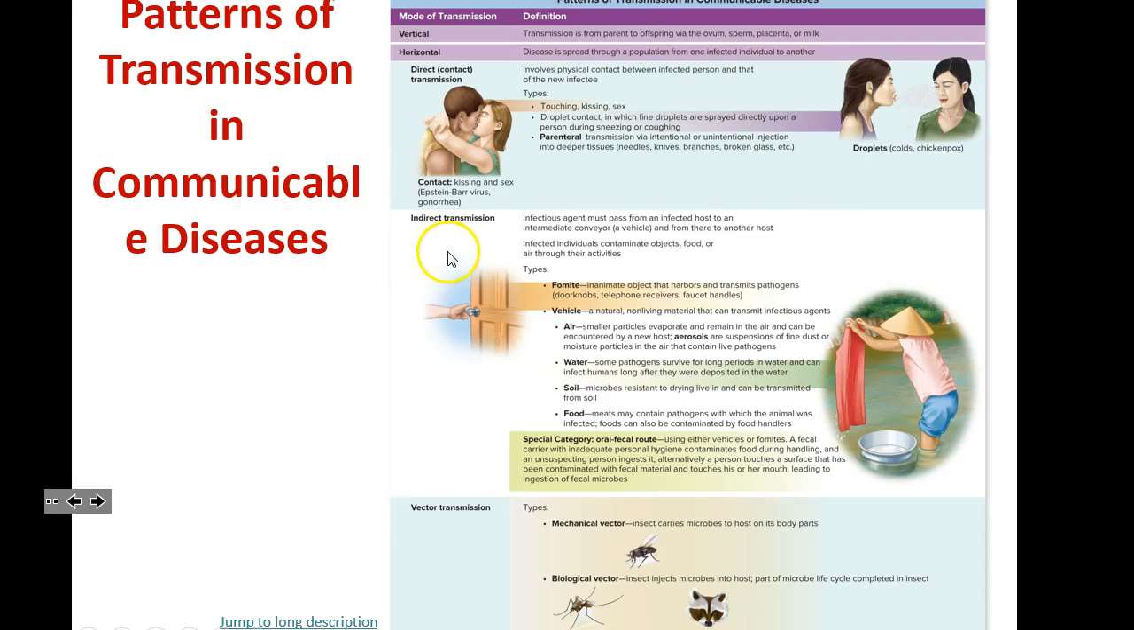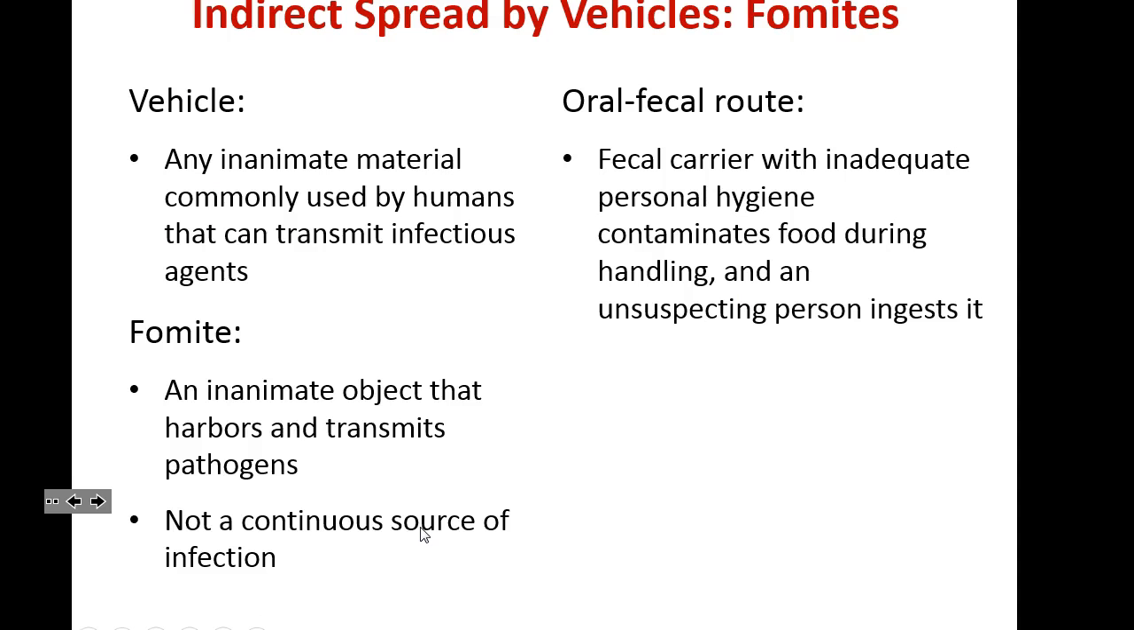Then we have indirect transmission. A fomite is an inanimate object that harbors and transmits pathogens such as doorknobs, telephone receivers, and faucet handles. We talked about that in lab. Then what are our vector transmission types? They can either be mechanical or biological.